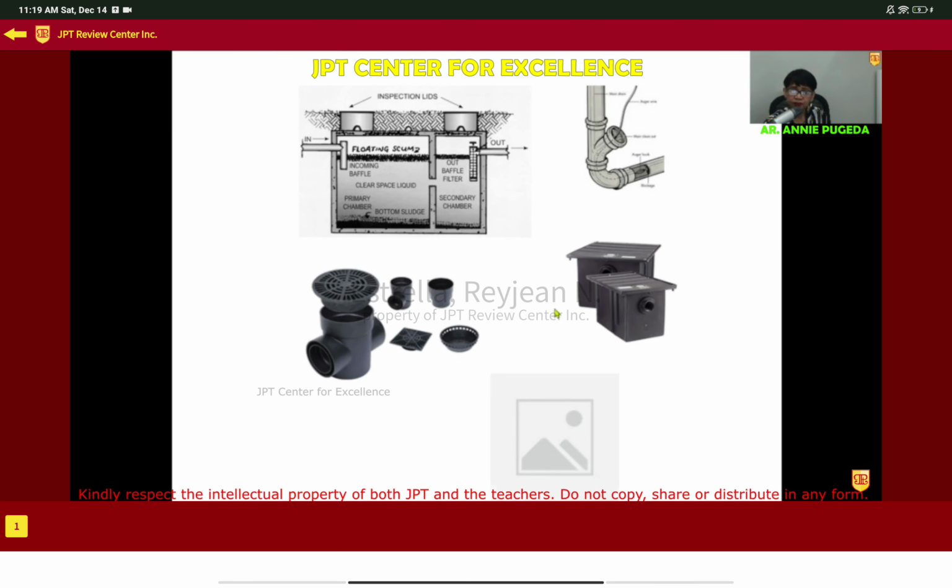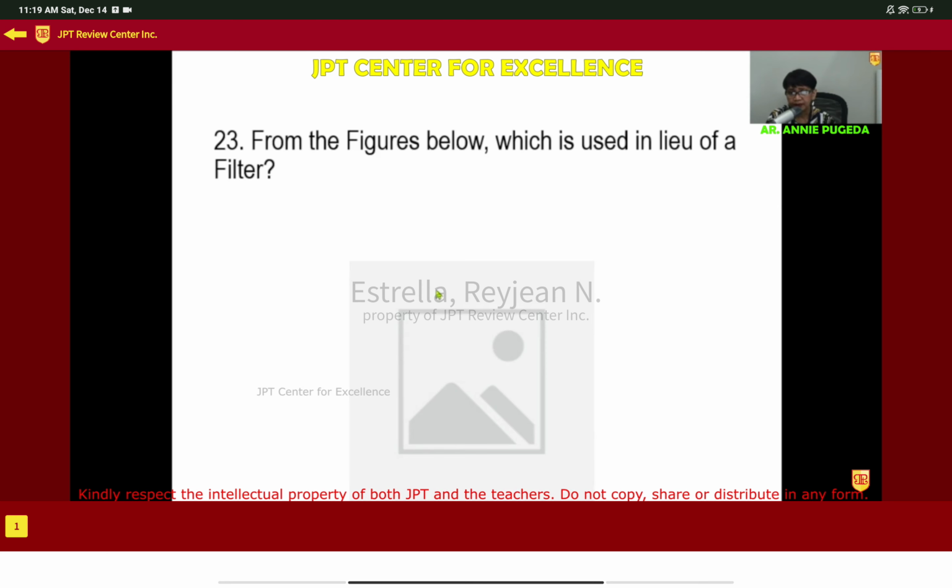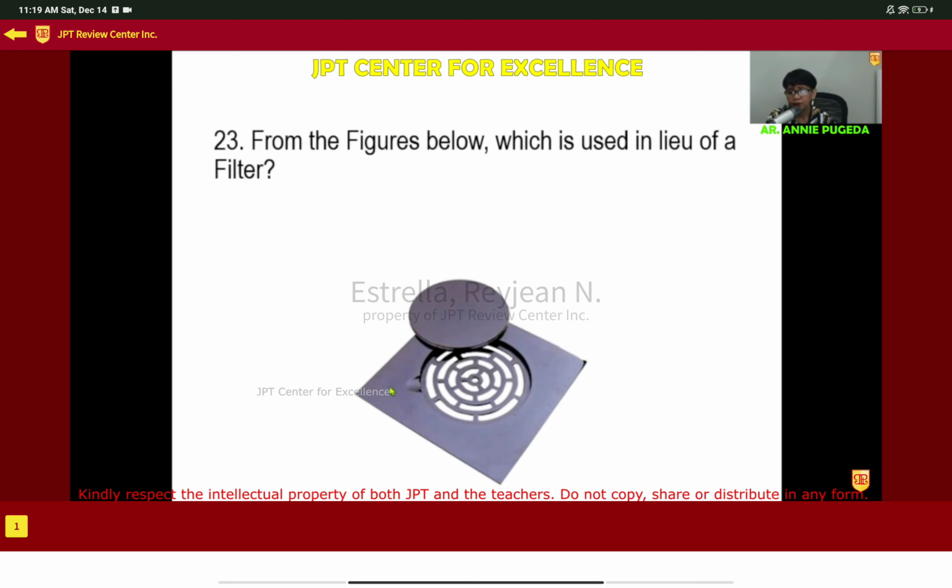Okay, next. O meron mga illustration na ganito. Identification na naman ang hinihiling niya. Therefore, pagka ganyan, mga illustration, tingnan natin. Which is used in lieu of filter.